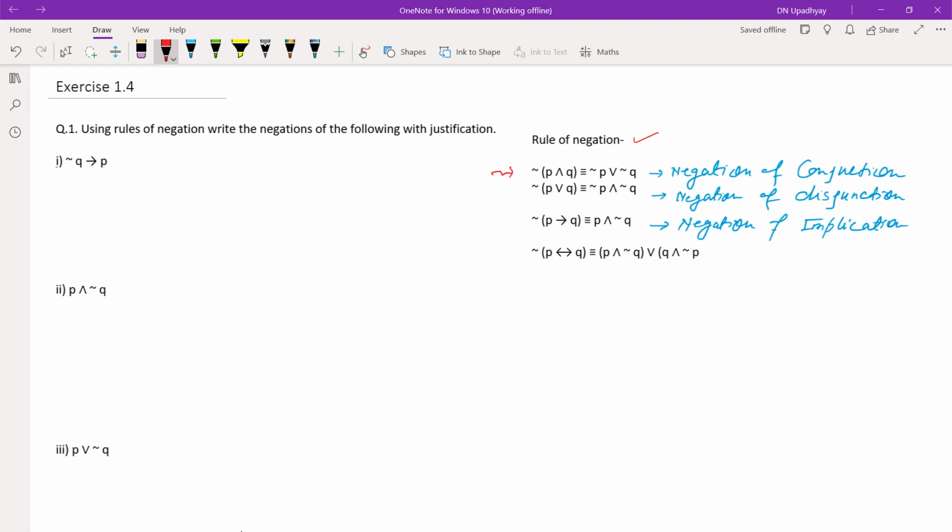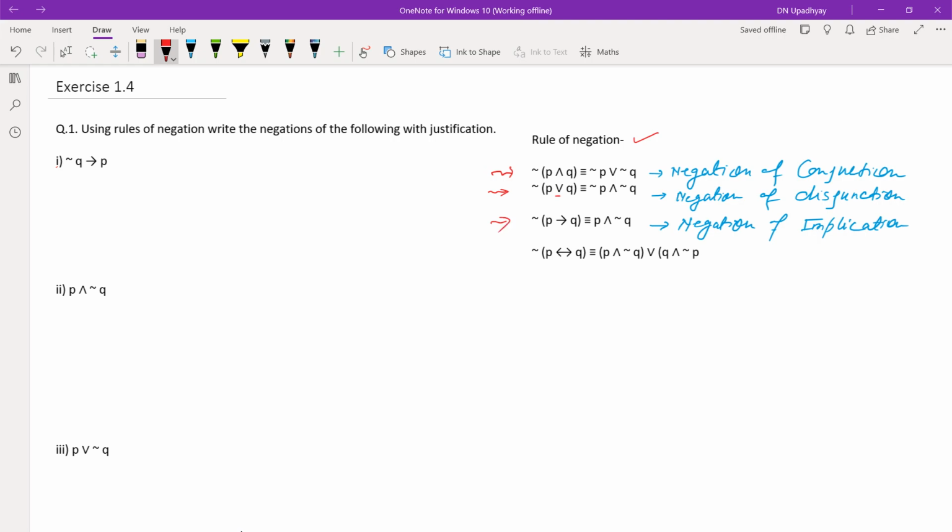Second one, negation of or. The symbol of or is here, see. So negation of or is called negation of disjunction. So negation of P or Q is equal to, or you can say equivalent to, negation P and negation Q. Negation of disjunction. Third one, negation of implication.